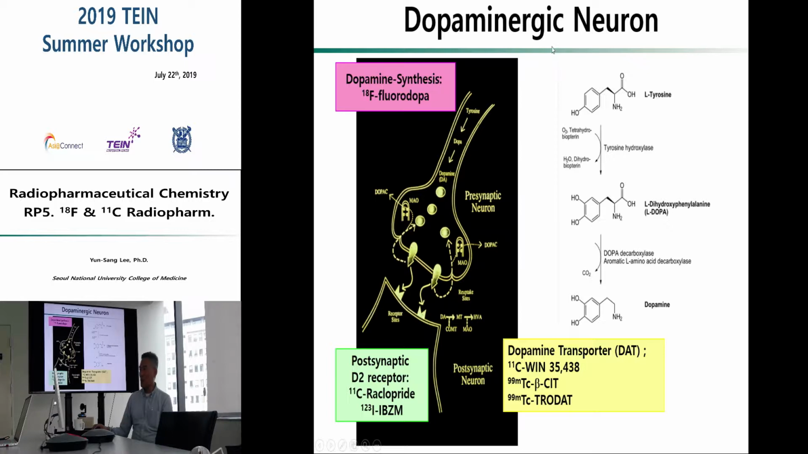Here you can see the dopaminergic neuron. We can make dopamine synthesis imaging from F-DOPA. Already we have an F-DOPA system. For the postsynaptic D2 receptor, we have C11 raclopride. And for the dopamine transporter, we have FP-CIT, which we can purchase from outside of our hospital. So totally we can see the receptor, transporter, and also synthesis for the dopaminergic neuron.